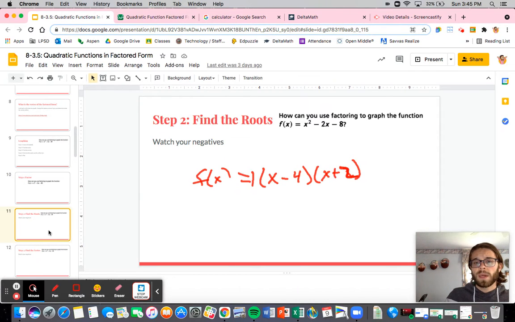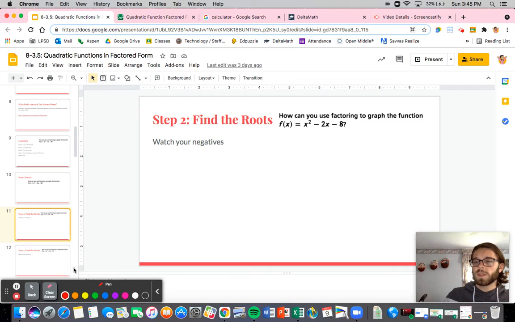Okay, so now you need to find your roots. Roots are just another way of saying x-intercepts. So, right, we had this.